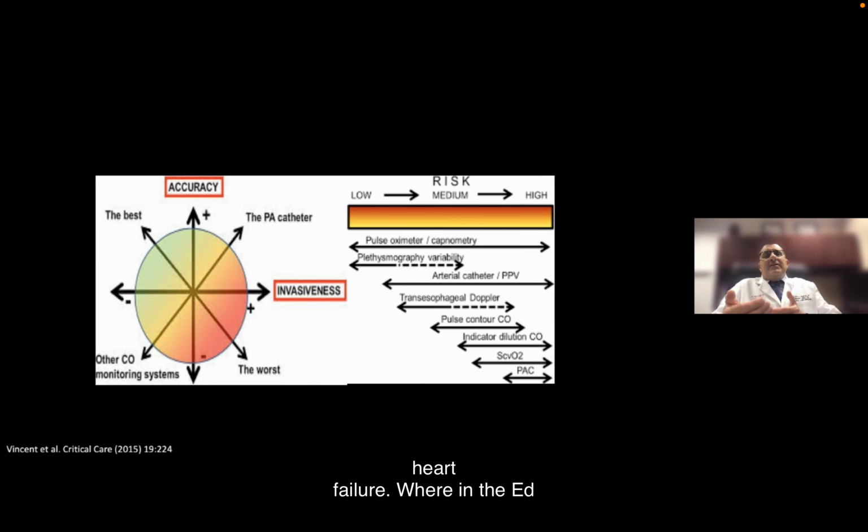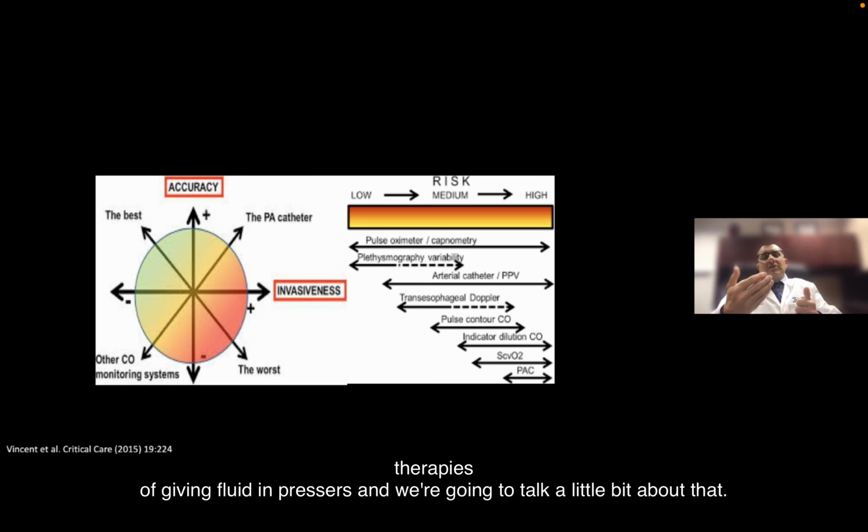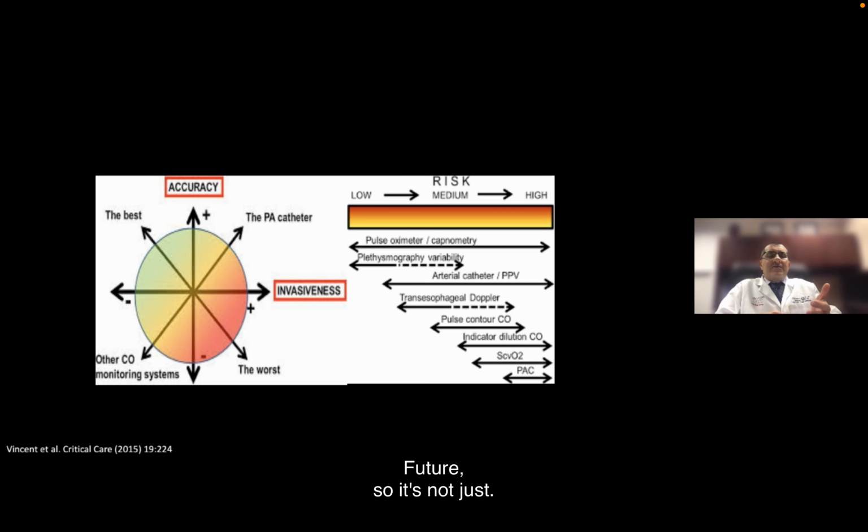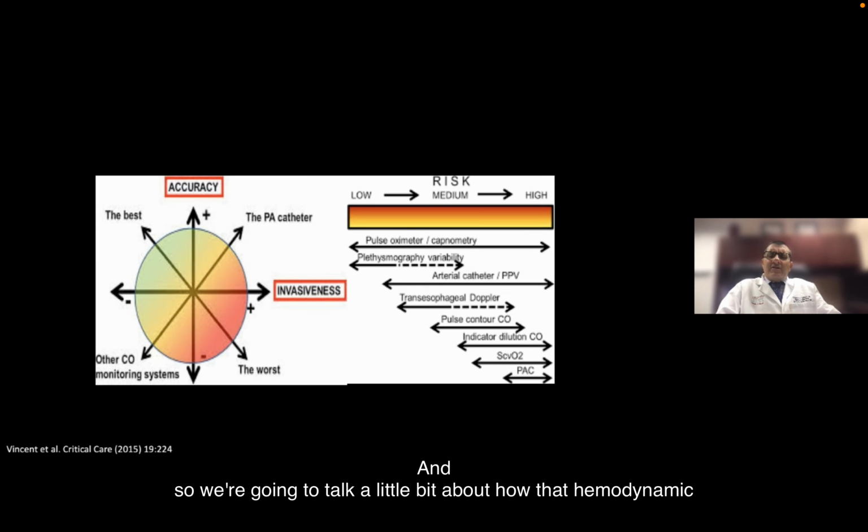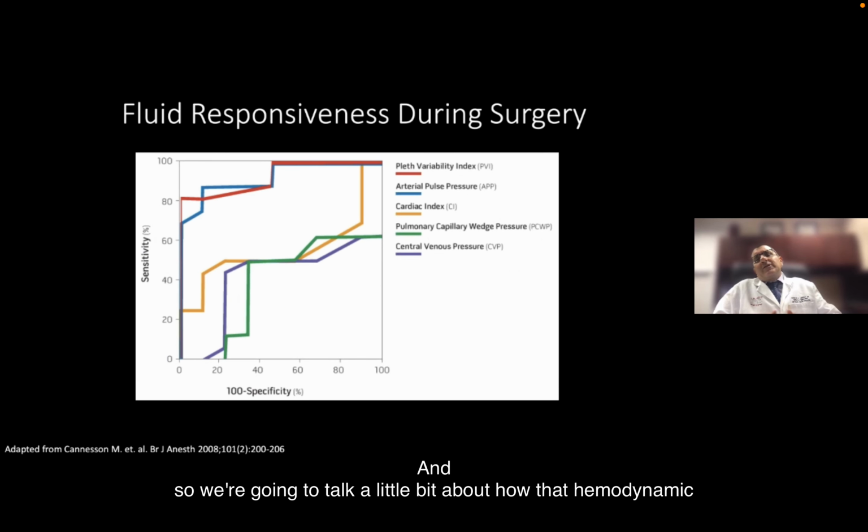In the ED, you might need just a simple arterial line, but you also need a way of understanding your therapies of giving fluid and pressors. We're going to talk a little bit about that in the future. So it's not just one device fits all. It's what device gives you the best hemodynamic information at that event and in that setting, whether it's the OR, the ICU, the floor in the United States, or in the ED. We're going to talk a little bit about that hemodynamic monitoring.